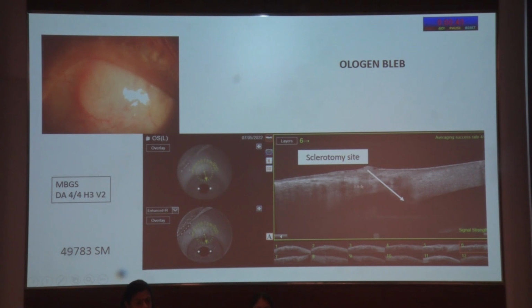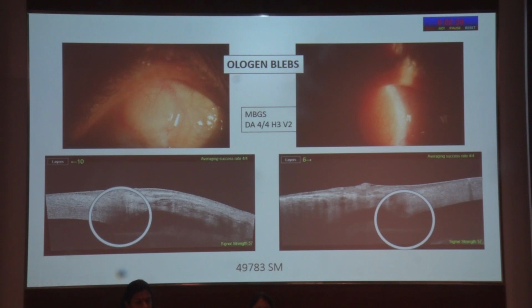This is again the internal ostium and the fluid pathway is there, and the conjunctiva is really behaving well. Again a few ologen blebs. Here you can see the bleb is elevated; according to MBAS, the vascularity is 2, height is 3.